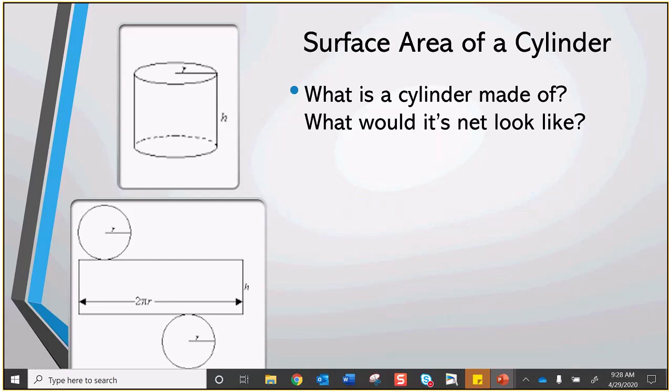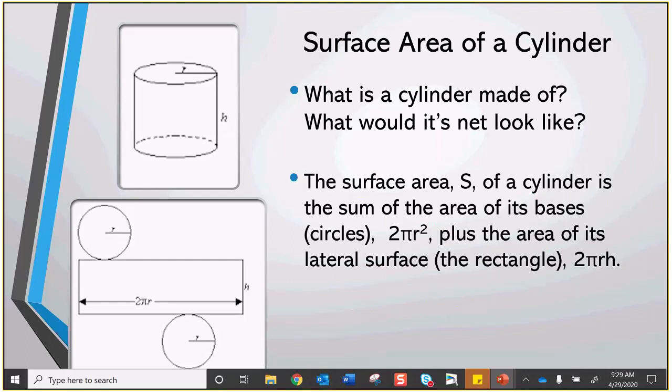What we have to remember about a cylinder is that because it has circles, we're going to use area of a circle, and we're also going to use circumference of a circle to help us with this formula. So the question is, how do we derive the formula from this image? The surface area S of a cylinder is the sum of the area of its bases. We're adding the area of all of the shapes on the surface, so it's 2 circles and a rectangle.